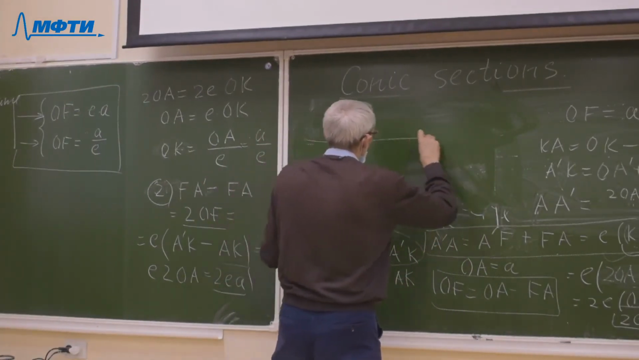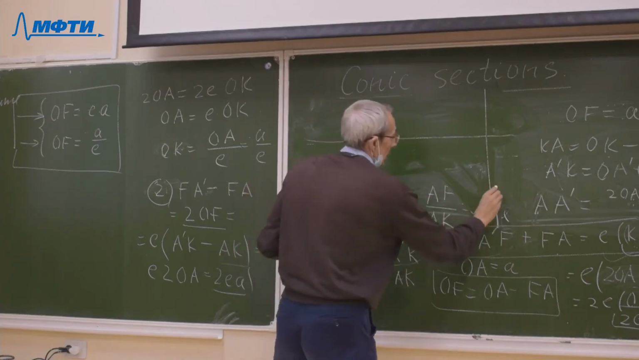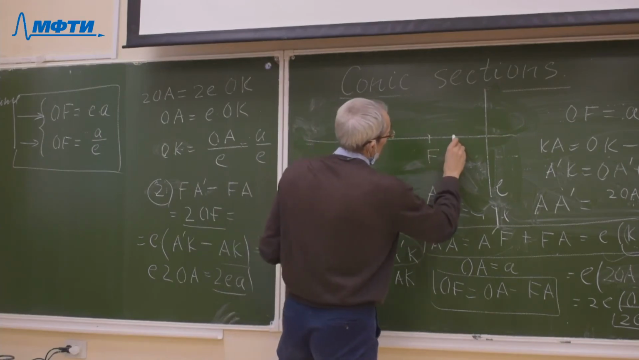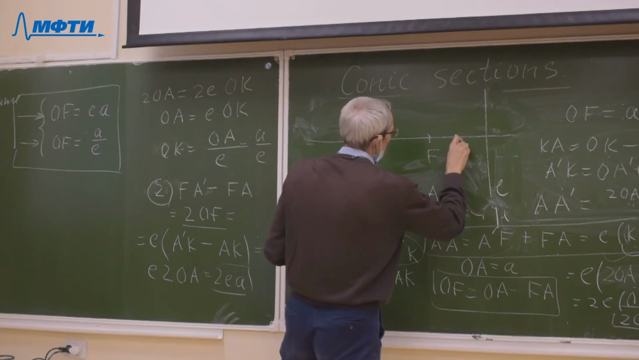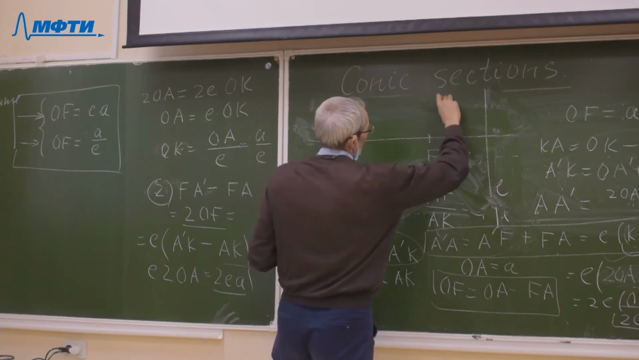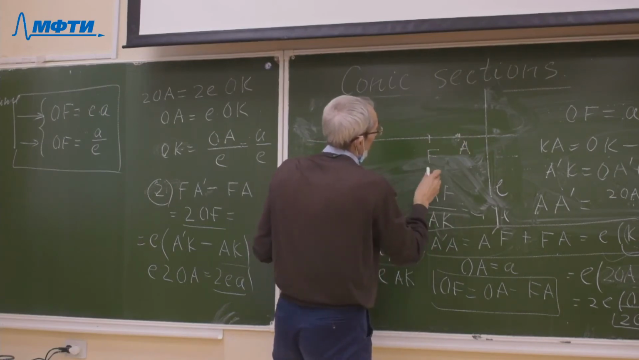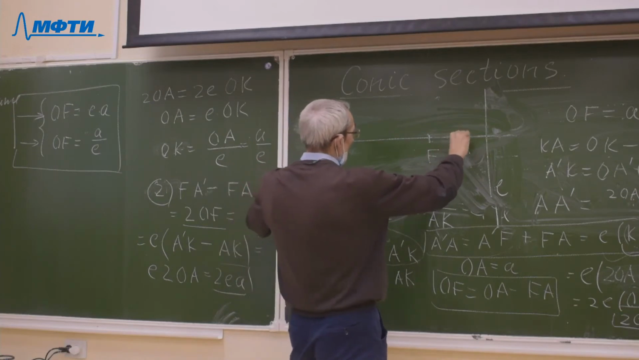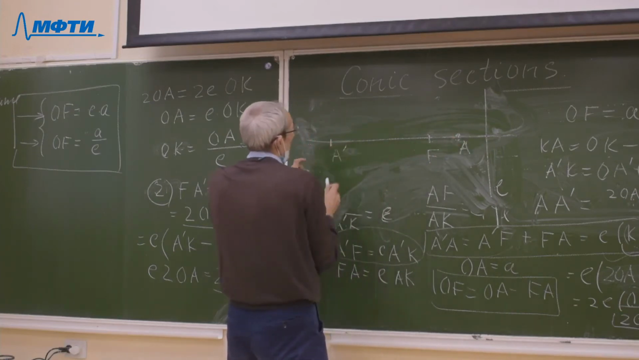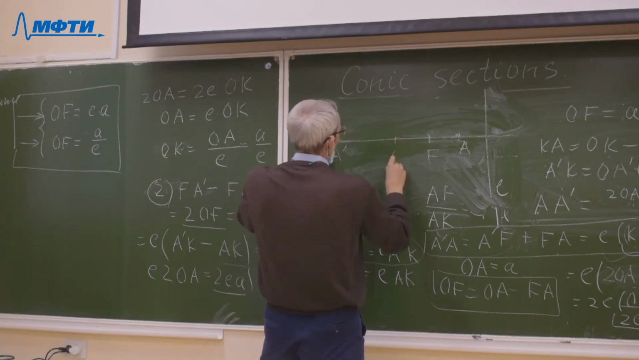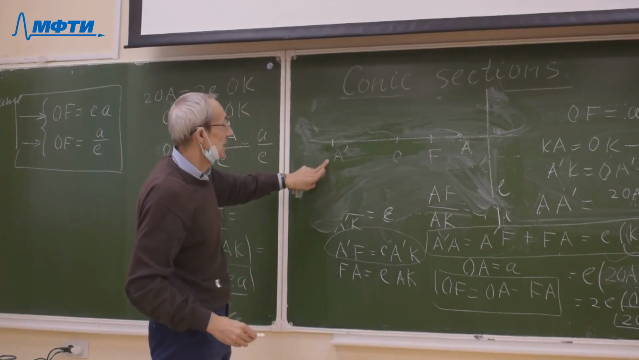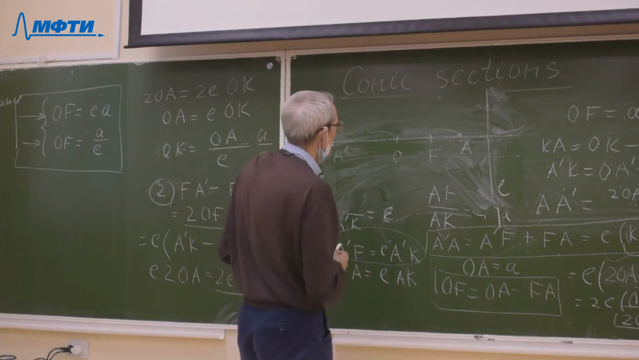And we obtain the following two ratios. And we obtain the following picture. Straight line L, fixed point F, A, the moving other point A prime, the middle O, the middle of the segment A prime A.